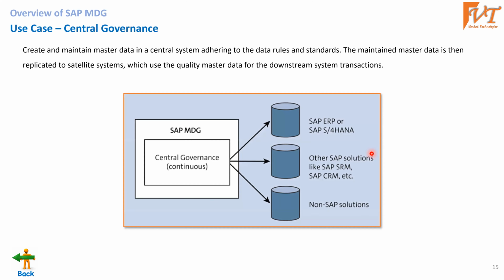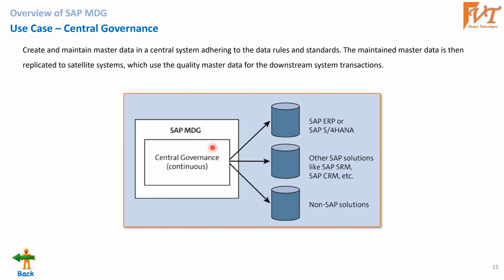As I said, MDG can integrate with any third party system, SAP or non-SAP. That feature we call central governance. When we say central governance, let's assume that this is our SAP MDG box, like our SAP systems. If you go to the SAP logon pad, you can see different systems, development, quality. In development, you might have different environments. Likewise, SAP MDG also is one environment.